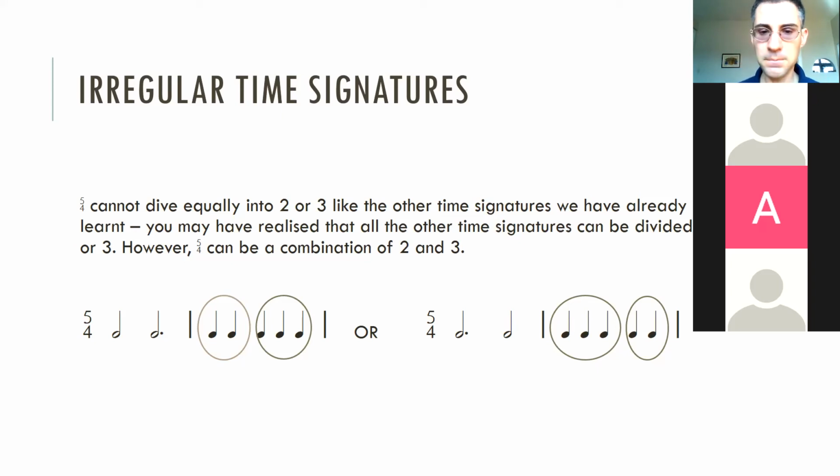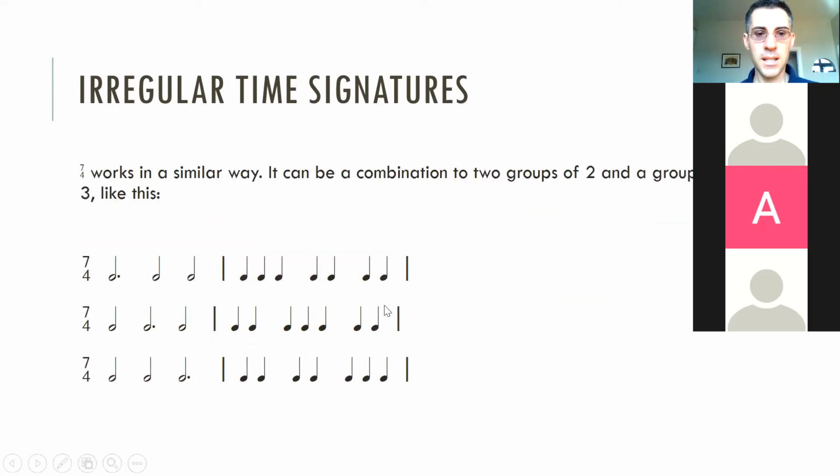Okay. Same is true for 7/4. If we divided 7 by 2, you would get 3.5. Okay. And if you divided it by 3, who knows what 7 divided by 3 is? Anybody know? It's 2 1/3.